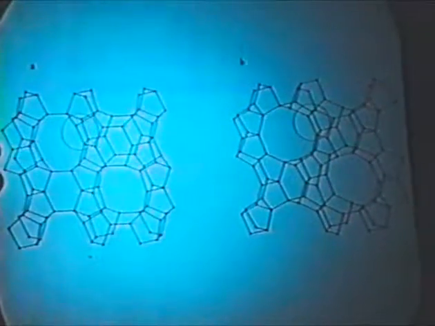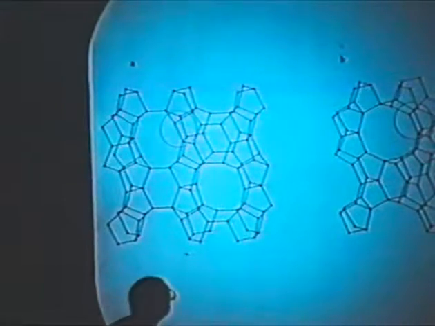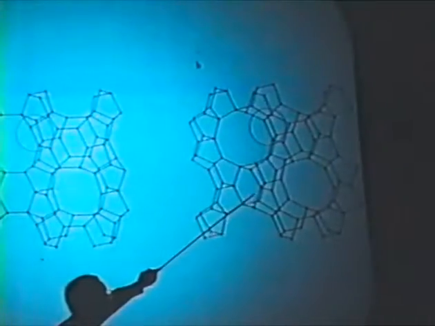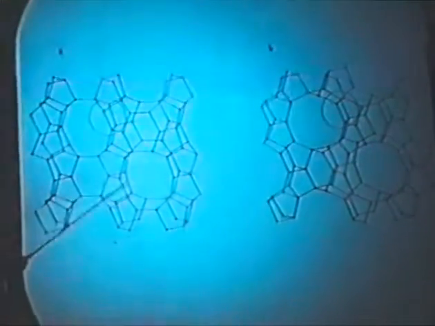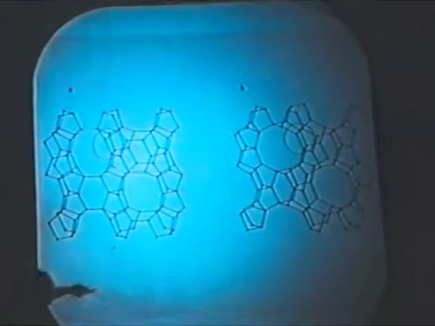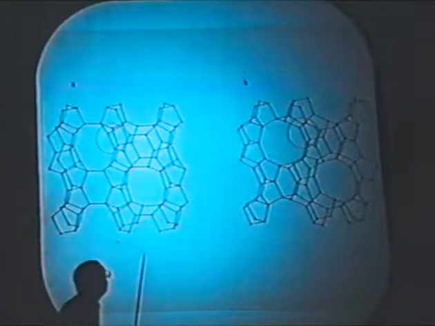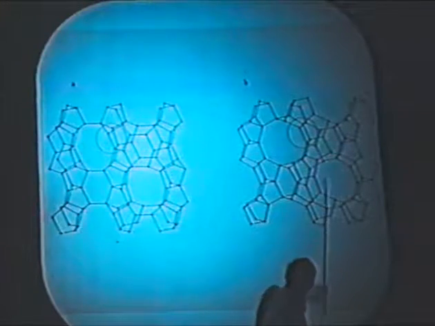This compares the framework topology of ZSM-35 and the new zeolite ZSM-57. I think you'll see they're very similar. Both of them have 10 rings going down this direction, and they have 8 rings, somewhat more difficult to see, running this direction and this direction.